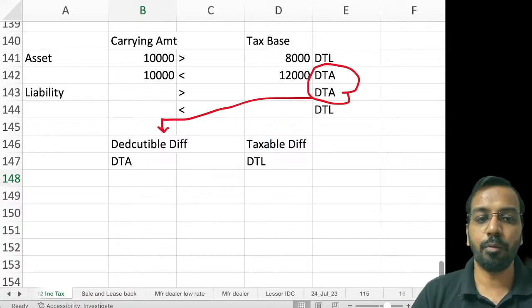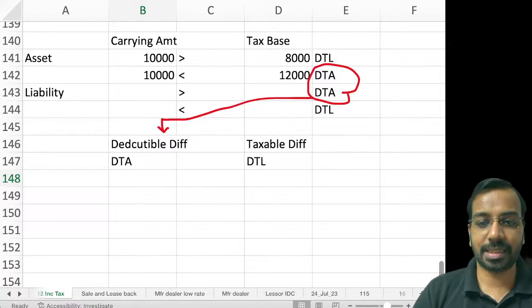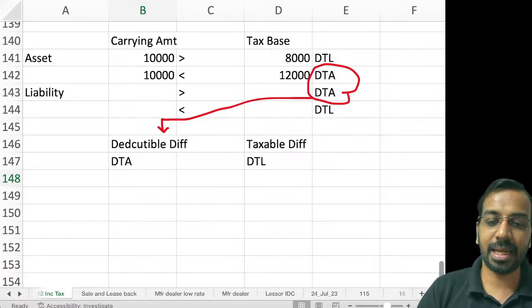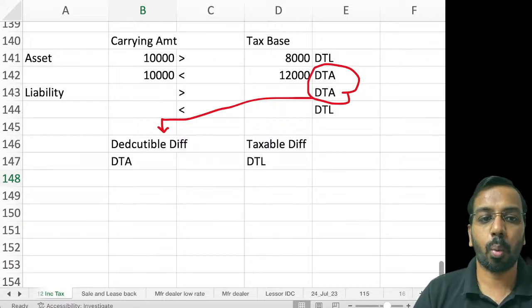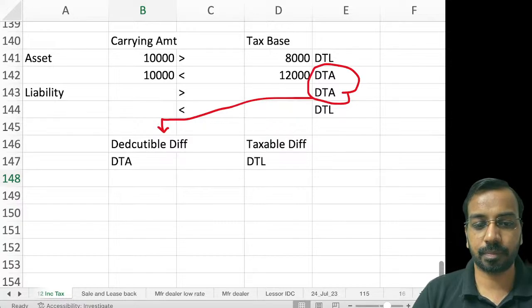Okay. Now, whenever there is a taxable difference and whenever there is a deductible difference, we need to recognize DTL and DTA respectively. There are some exceptions. Now, what are the exceptions? Let me just give me a moment. I'll share another screen.